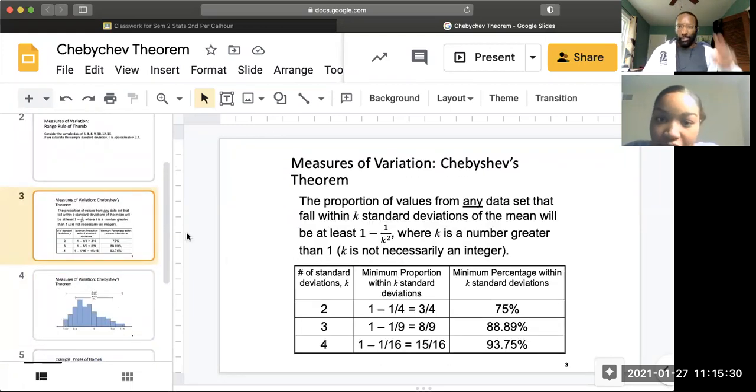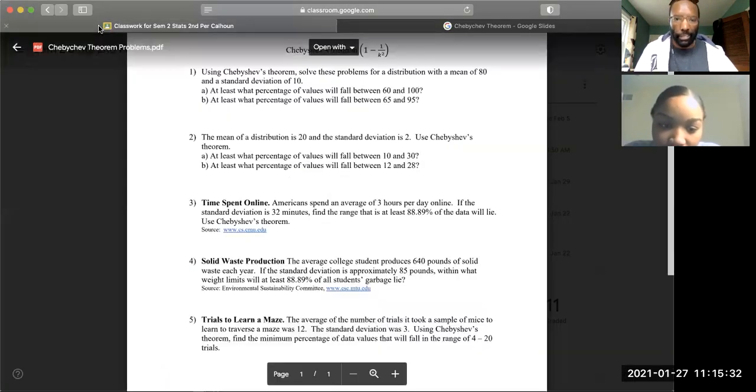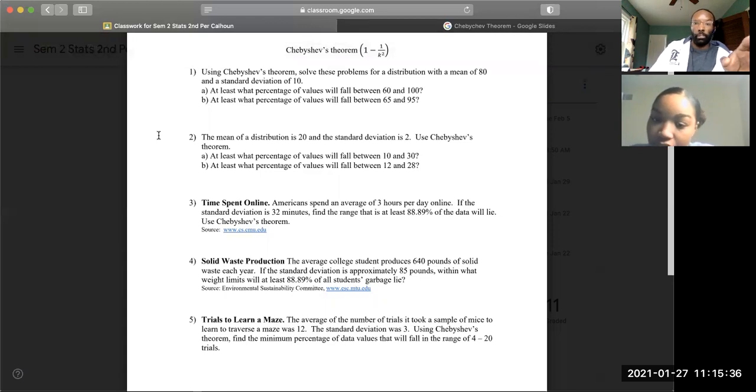That's 3 standard deviations. So now this one they're looking for the range. So you want to add 3 standard deviations, which is 3 times 32, which is 96 minutes. So you want to add 96 minutes to get the maximum value, and you want to subtract 96 minutes to get the minimum value.